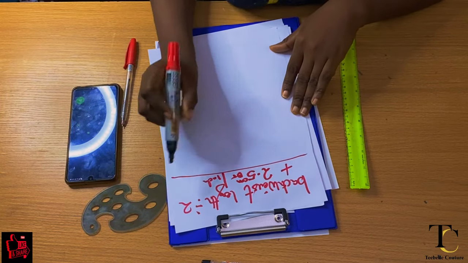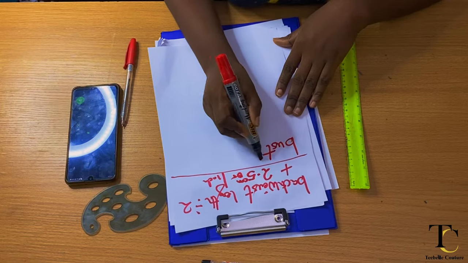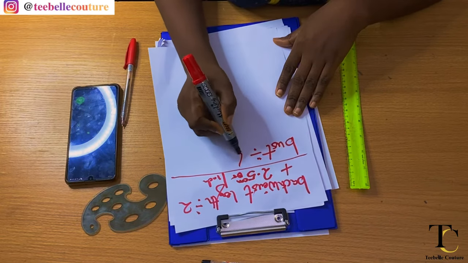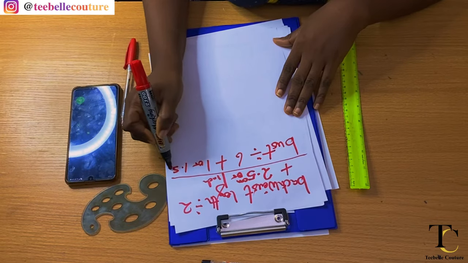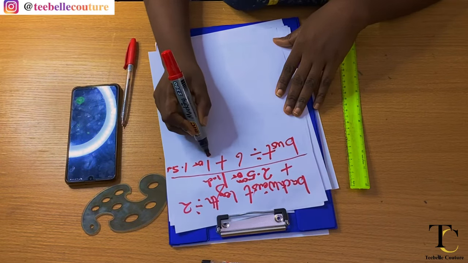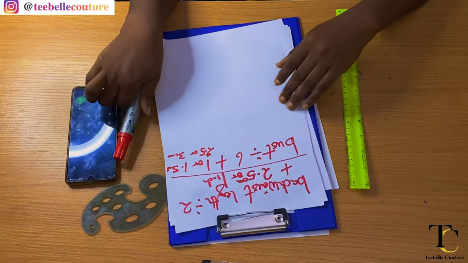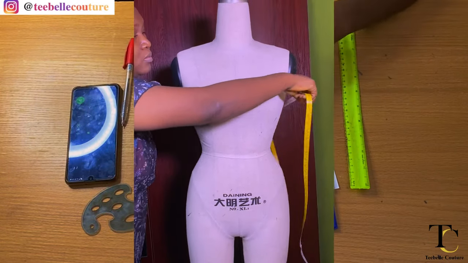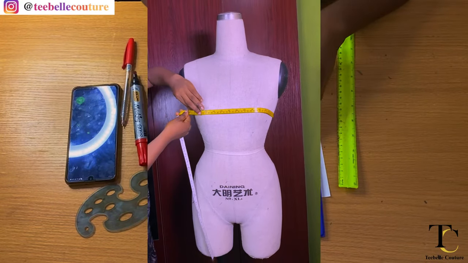The next method I'll be showing us is bust divided by 6. This is bust circumference divided by 6 plus 1 or 1.5 inches or 2.5 to 3 centimeters. I'm doing this both in centimeters and inches. If you are using inches, you pick inches. If you are using centimeters, you pick centimeters.